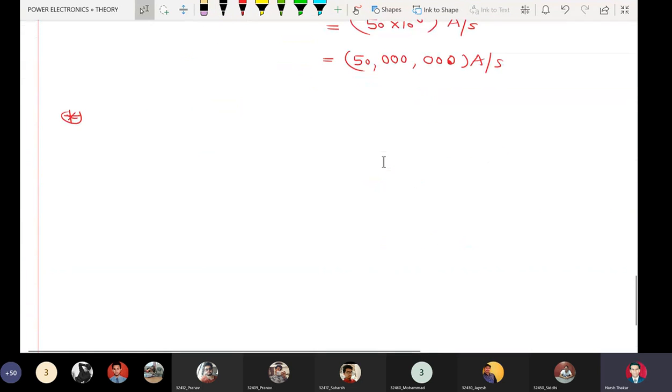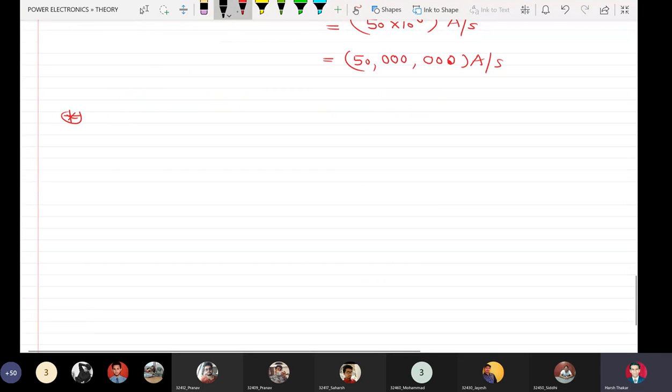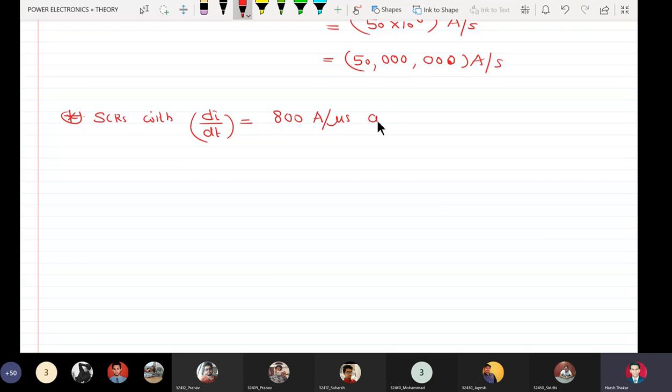Okay, that is why we make a note here that SCRs with di/dt equal to 800 amperes per microsecond are also available commercially.